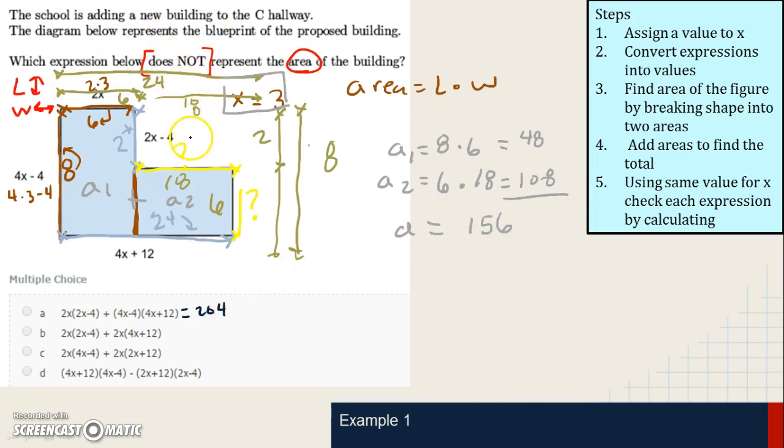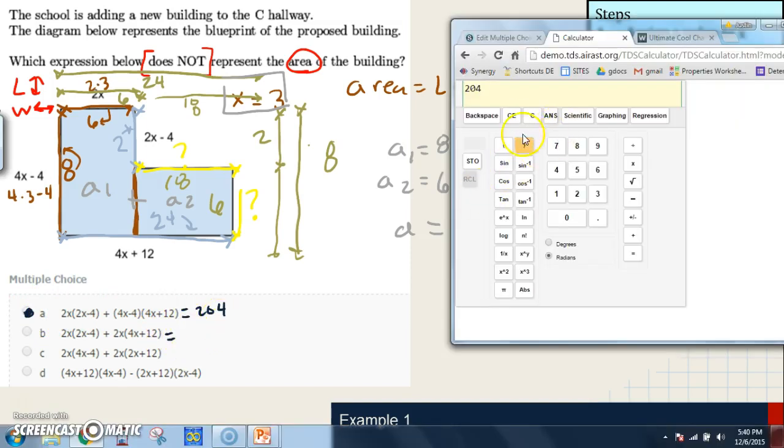The problem is asking us for which does not have the same area. Well, we can already say that A does not have the same area. Let's do the same thing for the last 3. This is 156.